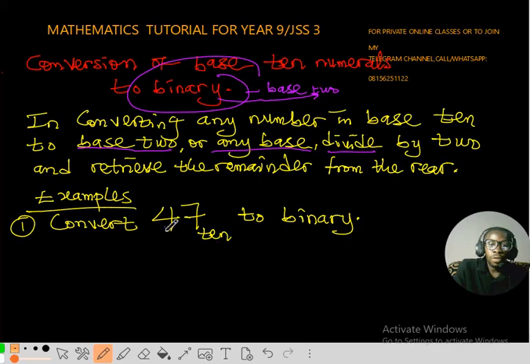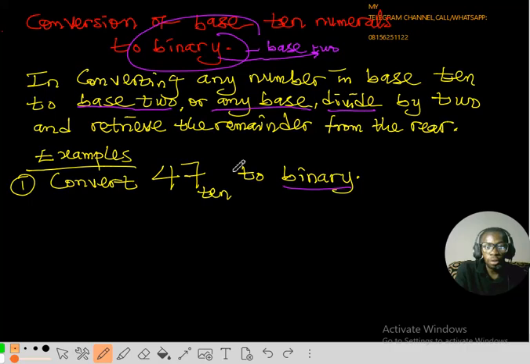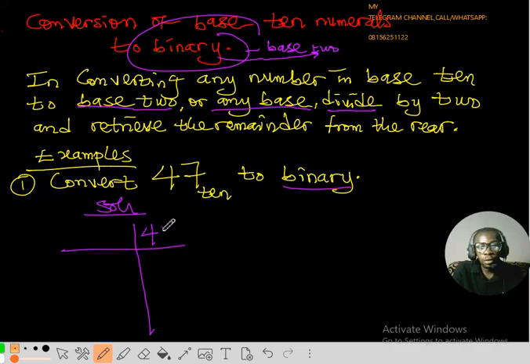Once you have a question like this, 47 base 10, and I'm asked to convert it to binary, I'm expected to divide 47, which is already in base 10. It is only a number in base 10 that you can convert to binary directly by dividing. So we are going to divide that 47 by 2. That is how we convert it to binary. And therefore, how do we do that? Just go with this number and this. So place 47 here.